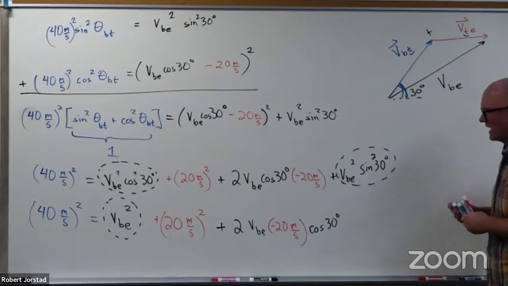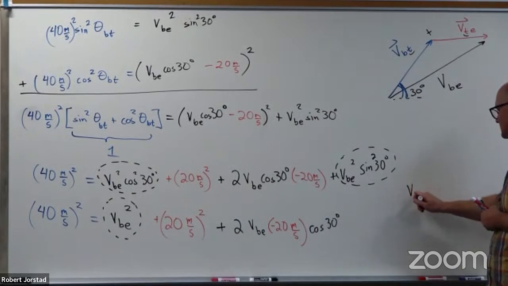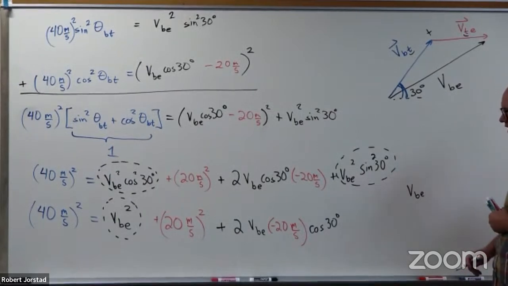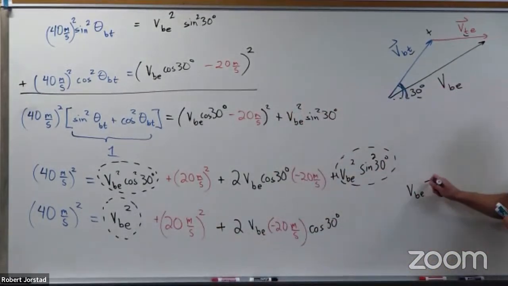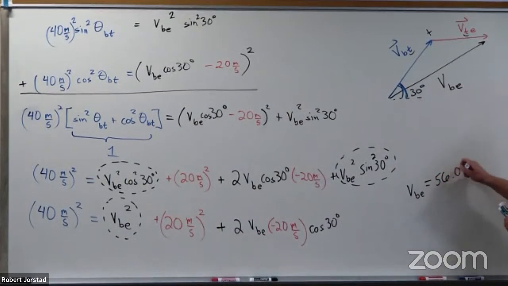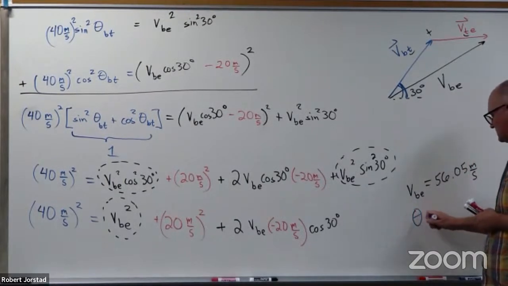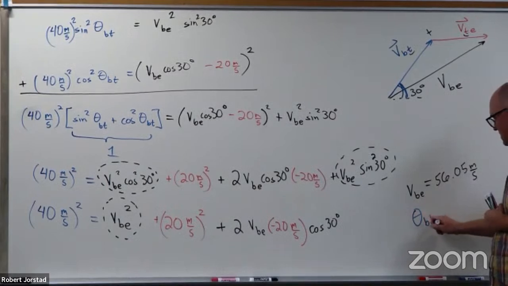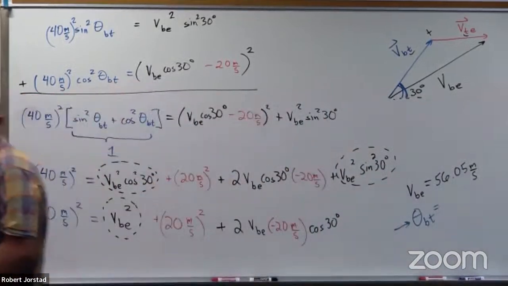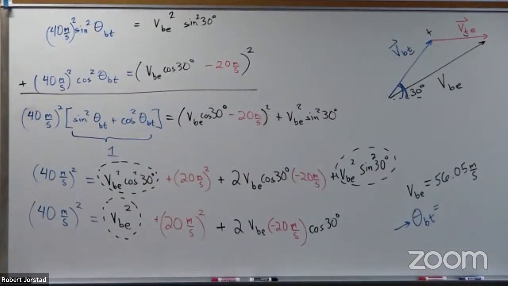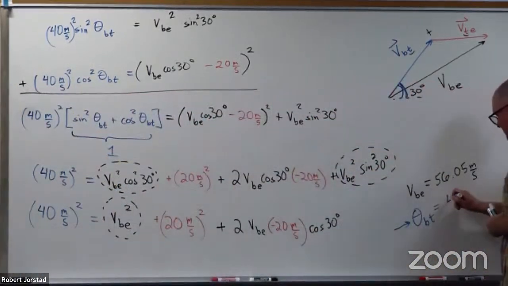Now, in the end, I think what I got for VBE was, if you finish this problem out and solve it with the quadratic formula, everything in here is numbers except for this. Notice you get a VBE squared and a VBE. Use the quadratic formula and you get, I think it's 56.05 meters per second. And from there, I believe, let me just look this up so you've got it all in one spot. The ball relative to the train, which is which way you aim. What did I get for that? Let me just check really quick. 44.5 degrees. So about 45 degrees.